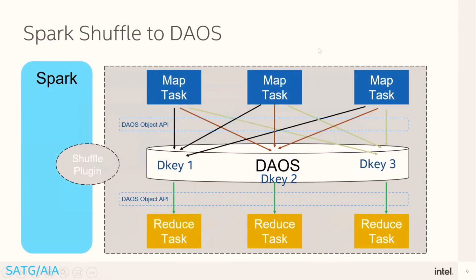Besides Hadoop DAOS, we have a Spark shuffle plugin. You can see in the shuffle process, each map task partitions and shuffles data to different D keys, which are for specific reduce tasks, for different reduce tasks. And for both shuffle write and shuffle read, we use the DAOS object API directly.